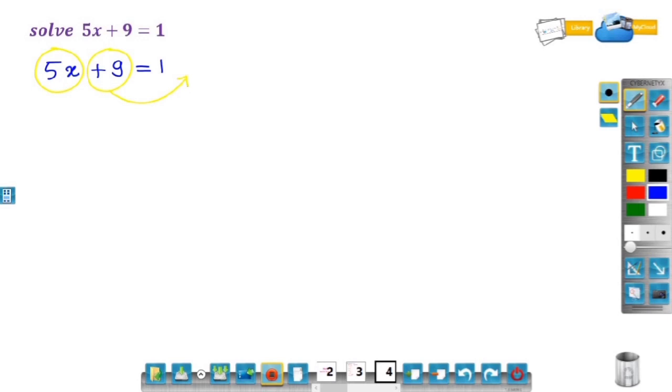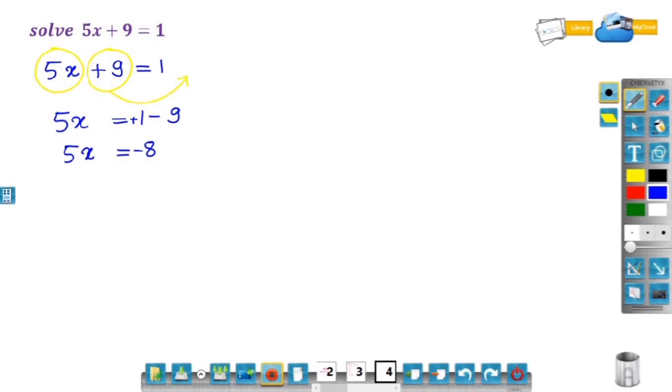So plus 9, addition changes to subtraction. So 5x is equal to 1 minus 9. 5x is equal to plus 1 minus 9. They have different signs, so subtract. 9 minus 1 is 8. Bigger number sign, that is minus.